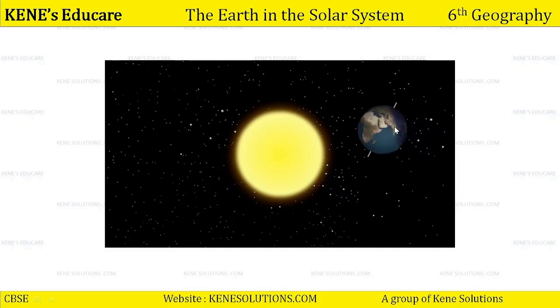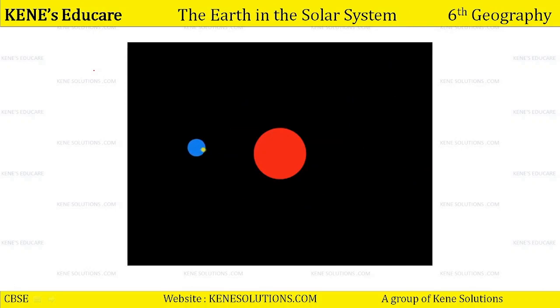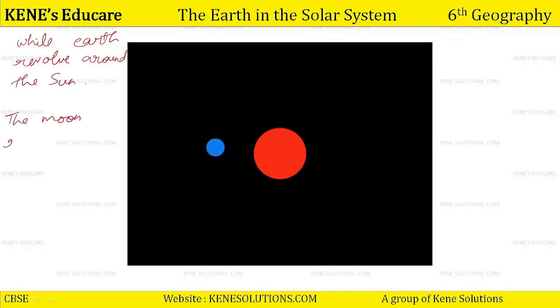Rotation of the earth on its own axis causes day and night, and revolution of the earth around the sun causes seasons to change. Then after that, I showed you that while the earth is revolving around the sun, the moon is revolving around the earth, because the moon is our natural satellite. Okay, I showed you this, that while earth revolves around the sun, the moon revolves around the earth. ठीक है, क्योंकि वो हमारी natural satellite है, इसलिए हमारा चक्कर लगाती रहती है.